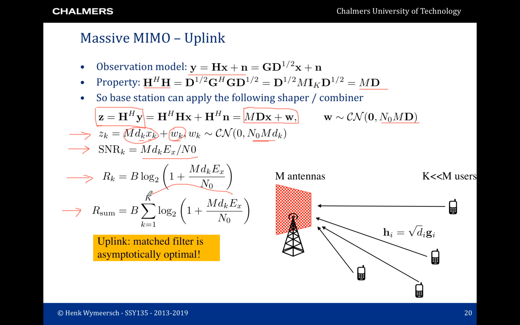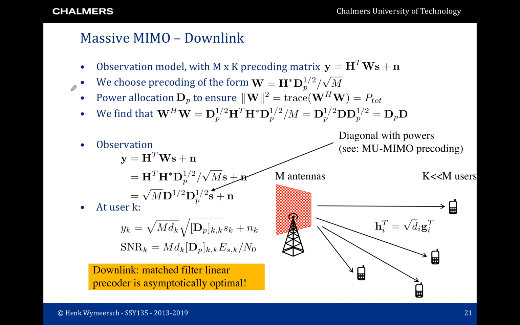And we see that this expression on the right is exactly the capacity expression that we could reach for this system. So this means that, at least asymptotically, for a large number of antennas at the base station, a matched filter is the best thing to do. So this means that even though we have multi-user interference, simple linear combining at the base station can lead to optimal results. In the downlink, things are a bit more complicated because the base station will need to do additional processing so that the users don't see interference from other users.